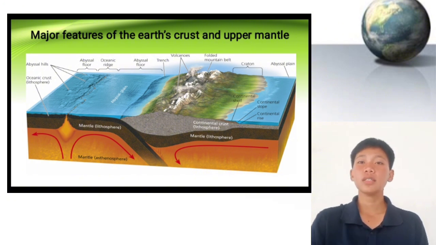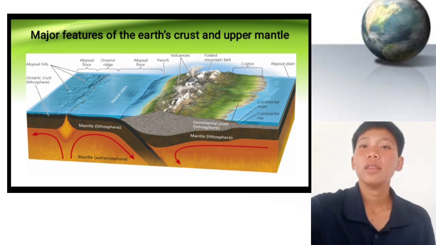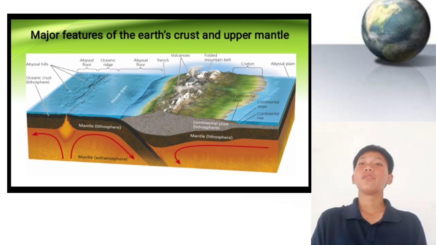The second one is the Earth upper mantle. The upper mantle lies directly beneath the crust and extends to a depth of approximately 410 kilometers. It's divided into two main regions based on mechanical properties. First, the lithosphere. This is the rigid outermost layer, encompassing both the crust and the uppermost part of the mantle. It's relatively cool and brittle, making up the tectonic plates.